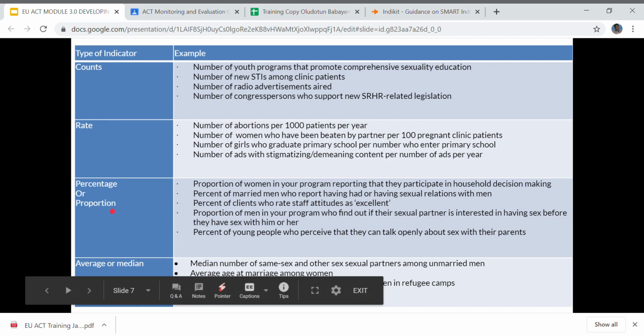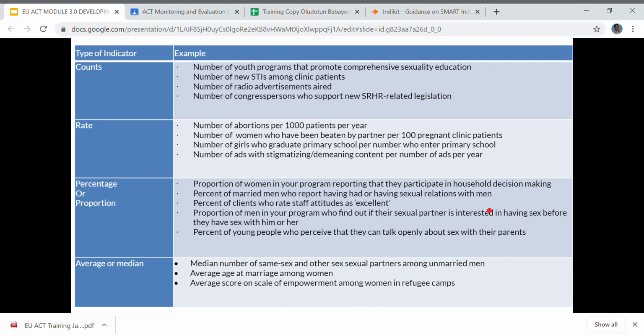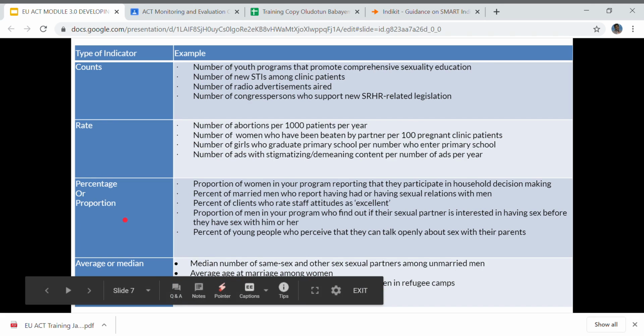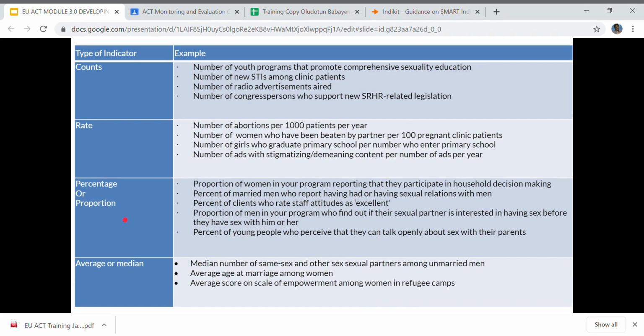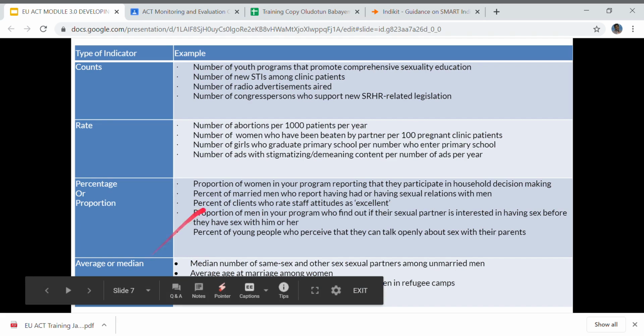You could have the proportion of men to women in your program who say they will continue to prevent violence against women. Or the percentage of government institution officials in your program who said that when they get to their working place, they will make sure they put in systems that will reduce corruption during procurement. Think about all this. These are samples of indicators.